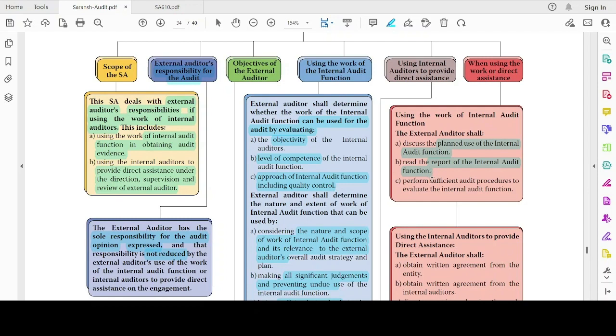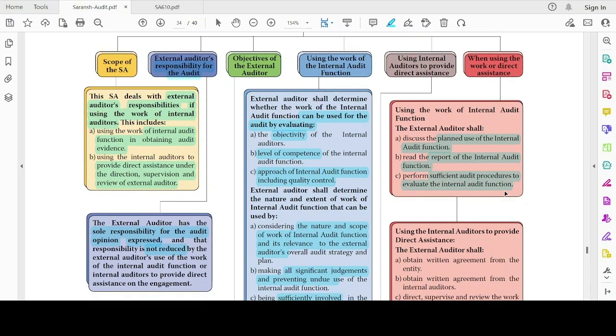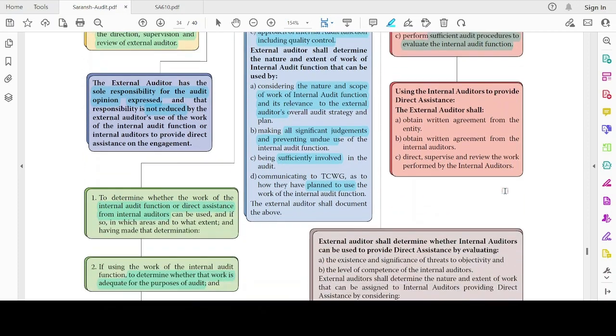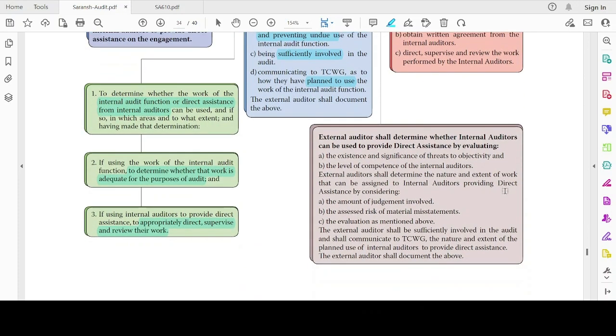Perform sufficient audit procedures to evaluate the internal audit function. So before we move to the next one, let's discuss this. The external auditor shall determine whether internal auditors can be used to provide direct assistance by evaluating the existence and significance of the threats to objectivity and the level of competence of the internal auditors. The external auditor shall determine the nature and extent of the work that can be assigned to internal auditors providing direct assistance by considering the amount of judgment involved, the risk of material misstatement, and the evaluation as mentioned above, which means the existence and significance of threats to objectivity and level of competence, the evaluation results.